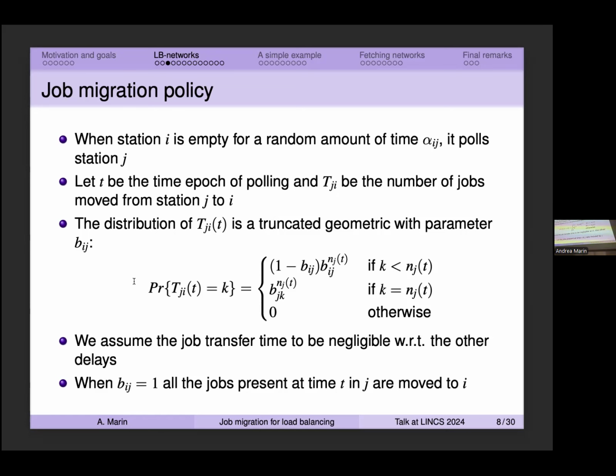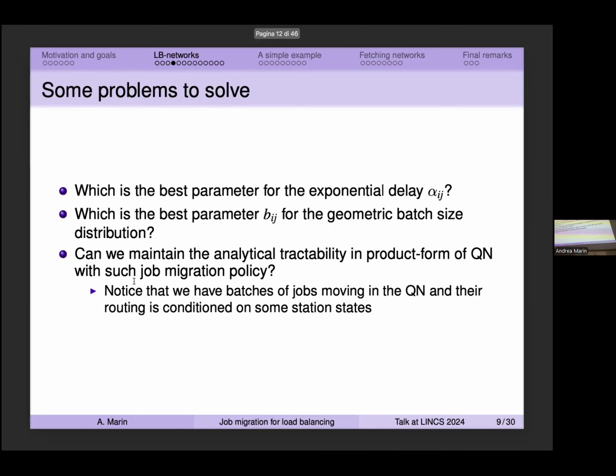If this Bij, which is basically the parameter that governs the size of the batch between i and j, is equivalent, it means that you're just stealing all jobs from the station that you poll. Pretty simple, right? So some problem to solve.